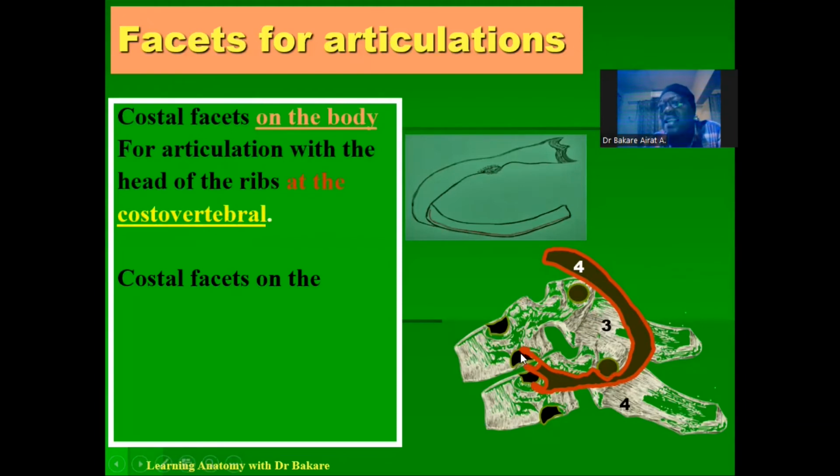And of course, these are connected to the head of the ribs. This is the ribs highlighted in red in this region. So let's see the pattern by which they are connected with the body of the thoracic vertebra. This is the ribs, this is the head. After the head, we have a constriction that is called the neck. After that, we have the tubercle.